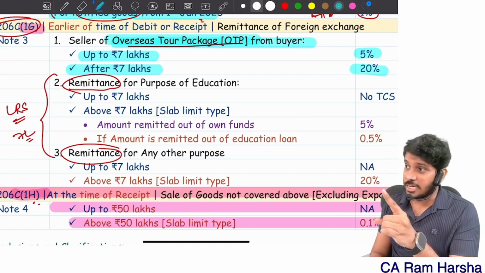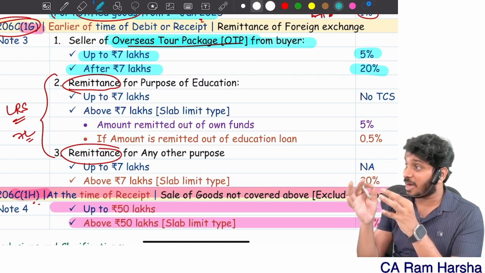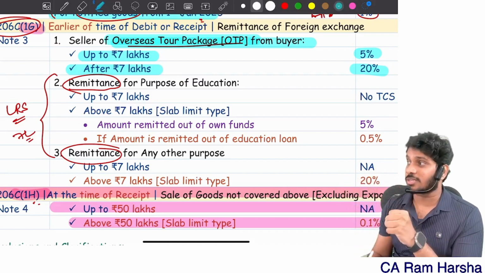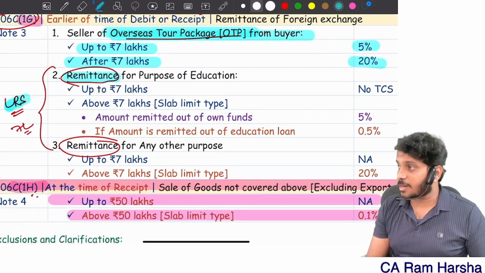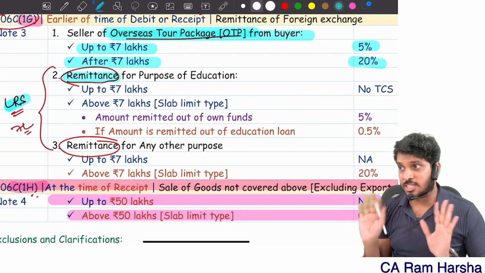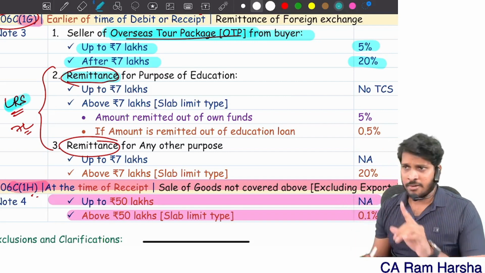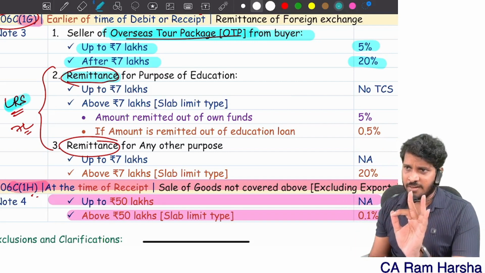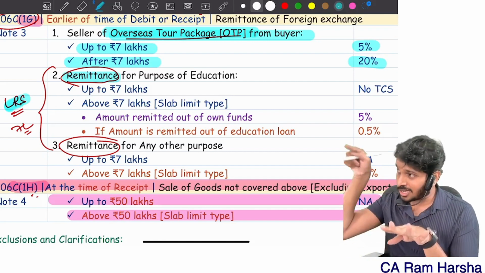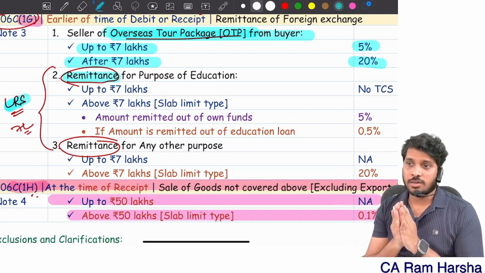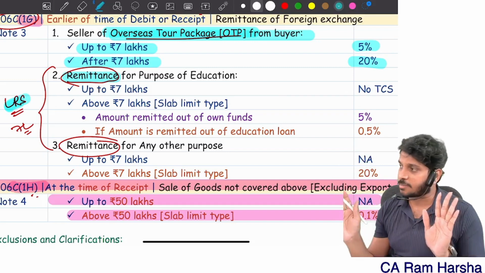In our class, we already solved some past exam questions or MTP questions on this. Yes or no? That's it. Sir, I am remitting for some other purpose, not an overseas tour package. I am not purchasing any foreign tour package. If you are purchasing a foreign tour package, straight away 5% up to 7 lakhs. Once 7 lakhs is crossed, on the extra amount, 20%. Sir, I am not paying for a foreign tour package. I am paying for some other purpose.